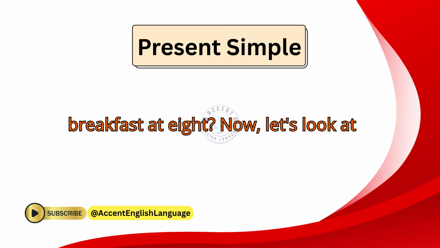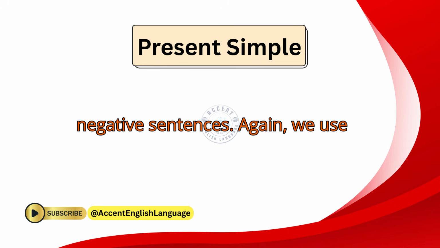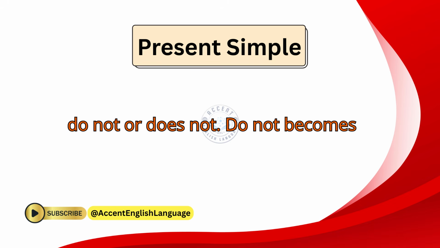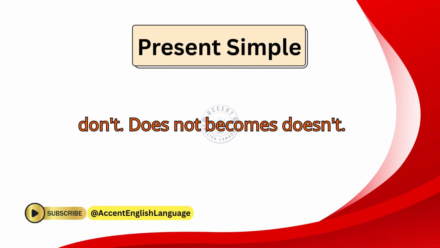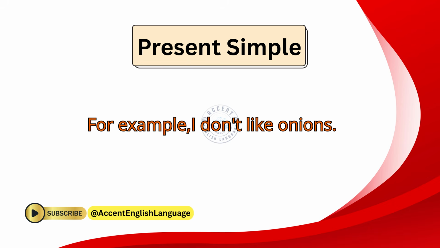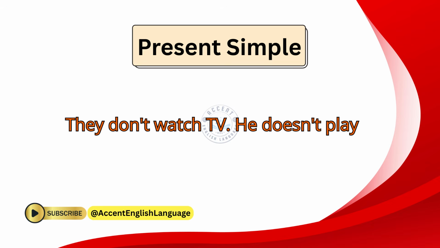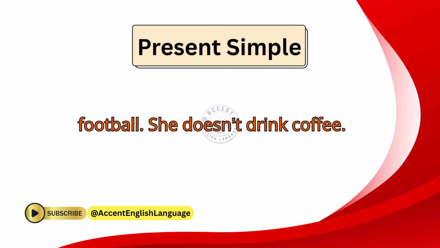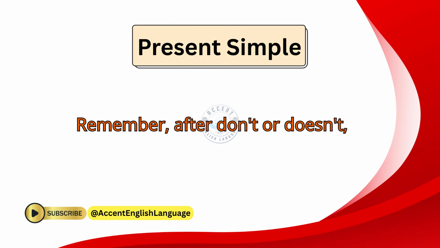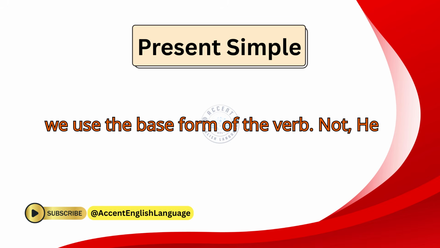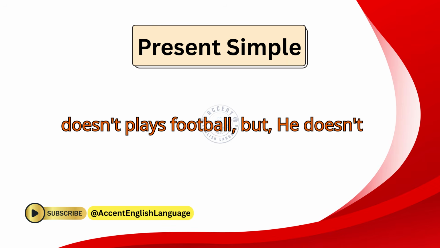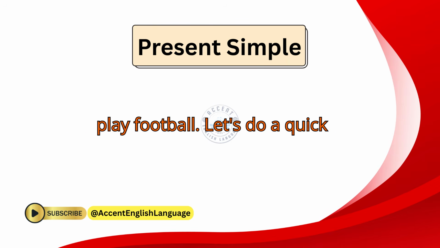Now, let's look at negative sentences. Again, we use do not or does not. Do not becomes don't. Does not becomes doesn't. For example, I don't like onions. They don't watch TV. He doesn't play football. She doesn't drink coffee. Remember, after don't or doesn't, we use the base form of the verb. Not he doesn't plays football, but he doesn't play football.